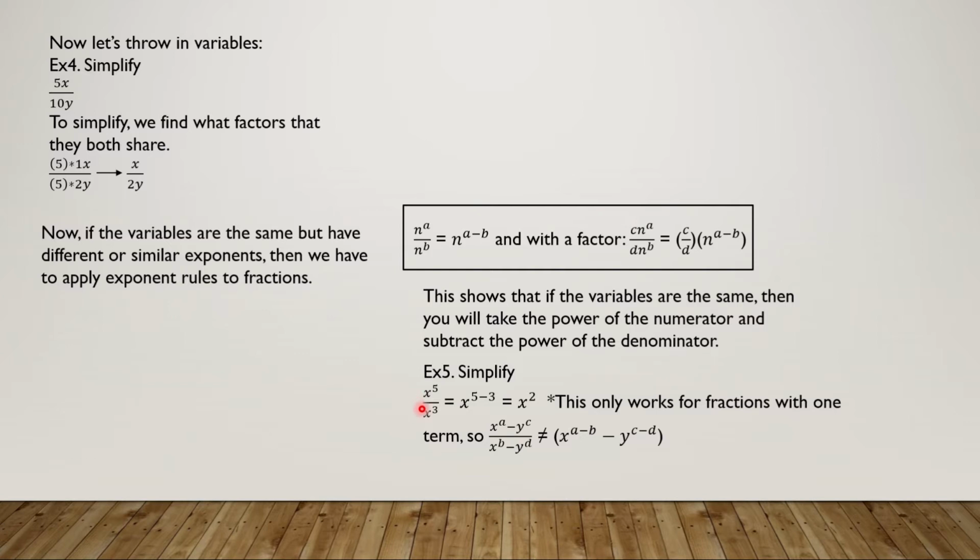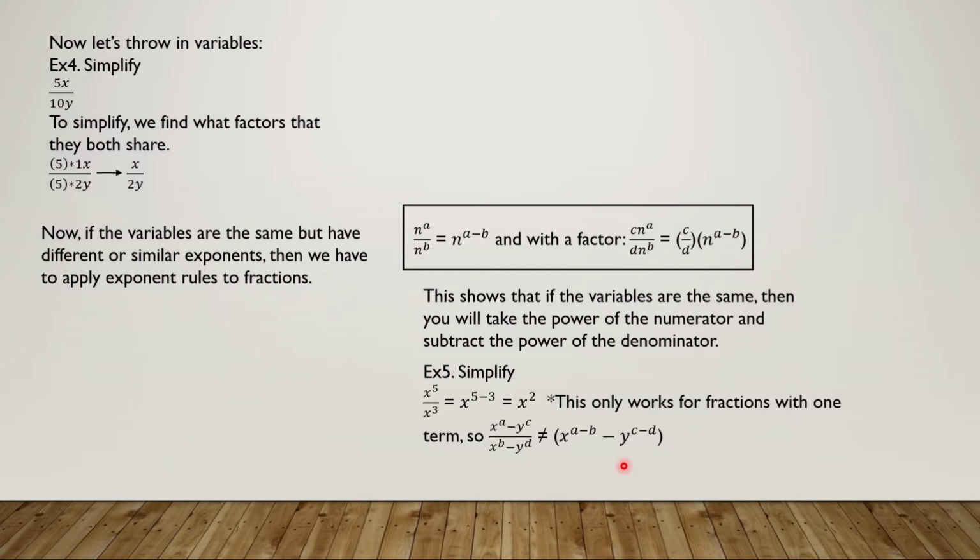We see that they're both x, so we can try to simplify this in a certain way, looking at their exponents. We have x to the 5th power and x to the 3rd power. X to the 5th power divided by x to the 3rd power becomes just a single x, and then we take the difference of the exponents, which is 5 minus 3, and that becomes x squared.